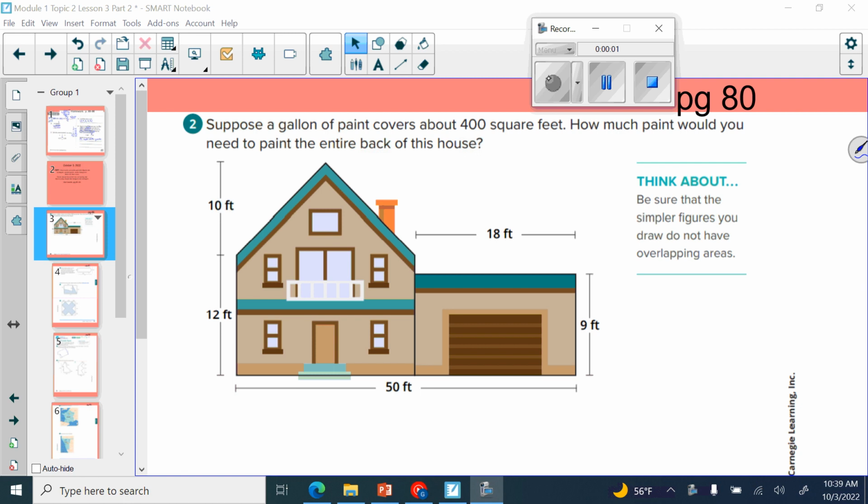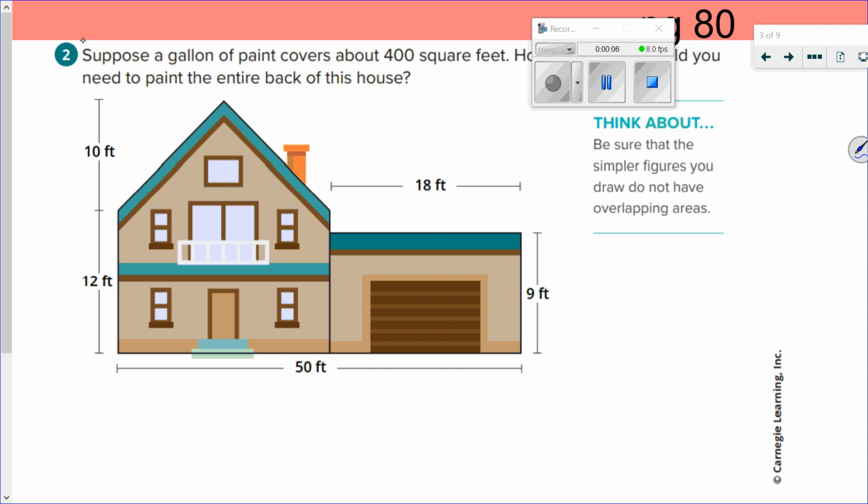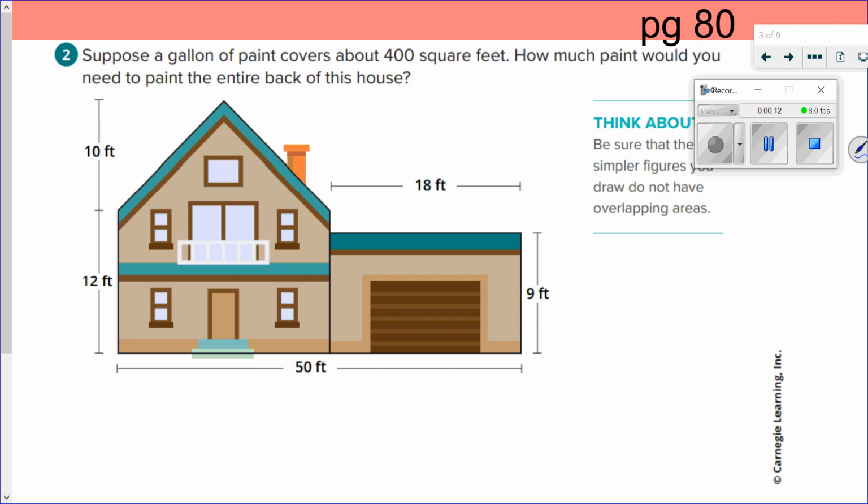Today we're going to start with some real-world examples to help you understand what this is about. We have a house. A gallon of paint is going to cover about 400 square feet. How much paint would you need to paint the entire back of this house?